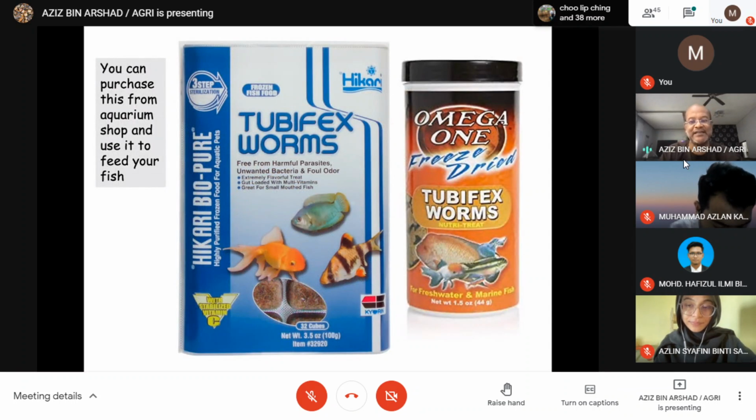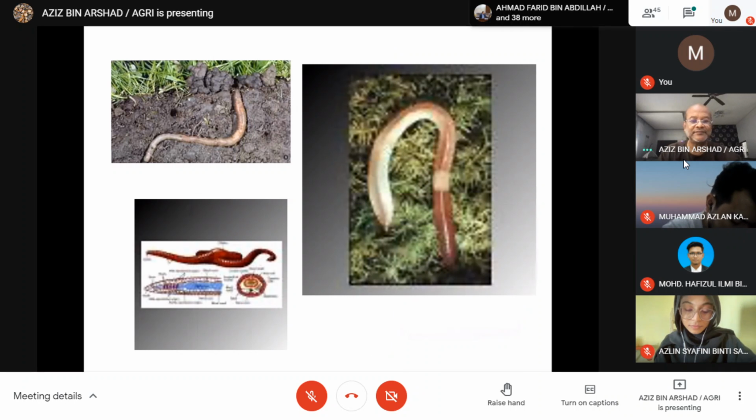And this is what I said, the one that is sold in the aquarium shop. Tubifex worms have been processed and they keep it freeze dried. When you want to feed your aquarium fish, you just open the cap and give it to them right away. When they are in water, they will become moist again.